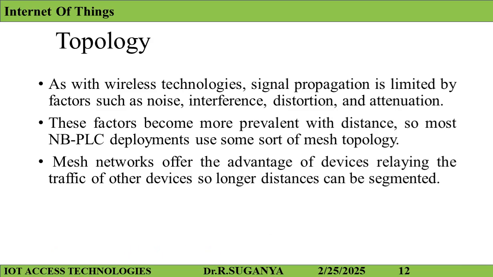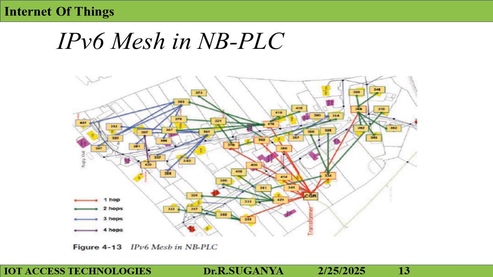Topology. As with wireless technology, signal propagation is limited by factors such as noise, interference, distortion, and attenuation. These factors become more prevalent with distance, so most NB-PLC deployments use some sort of mesh topology. Mesh networks offer the advantage of devices relaying the traffic of other devices, so longer distances can be covered.